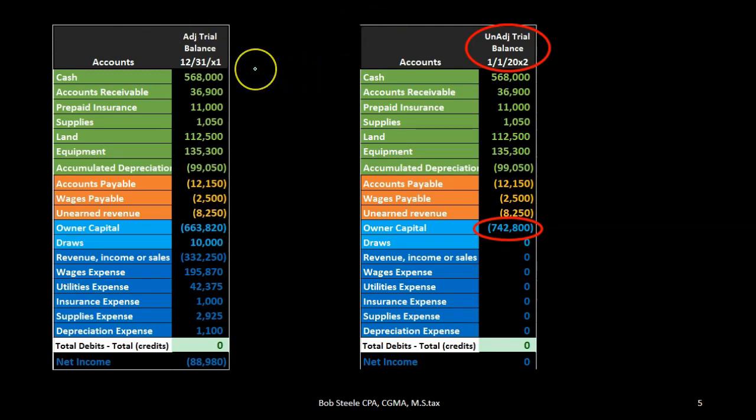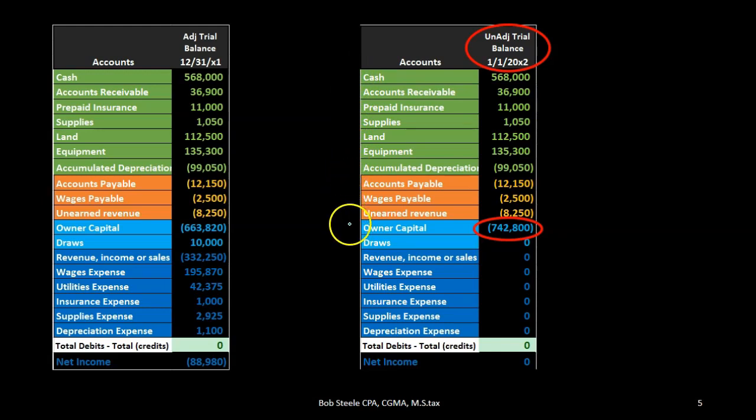So this is the adjusted trial balance as of 12/31. This is what we have as of January 1st of next year. We can also think of it as the post-closing trial balance. So right after we closed everything out, we'd have a trial balance that would look like this. Notice everything that's the same. All the assets are the same, permanent accounts. All the liabilities are the same, permanent accounts.